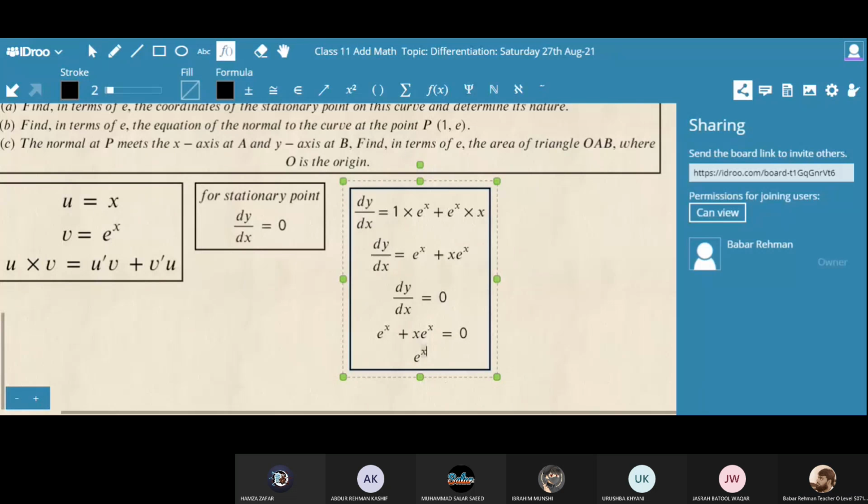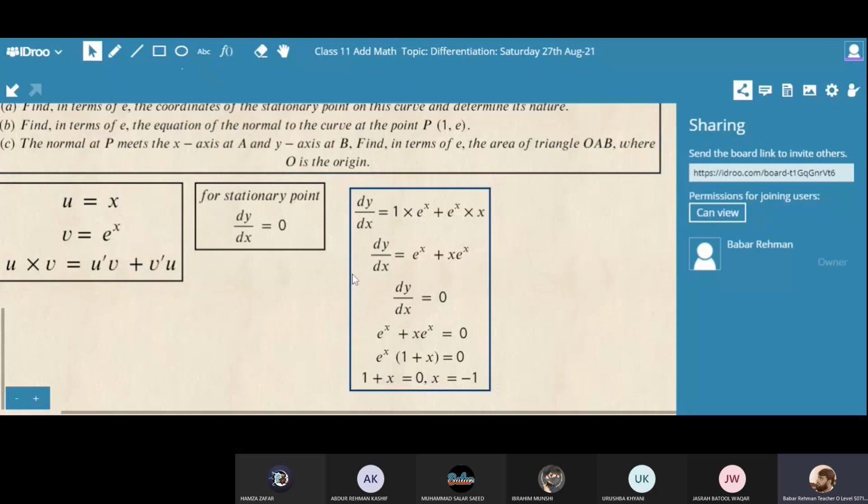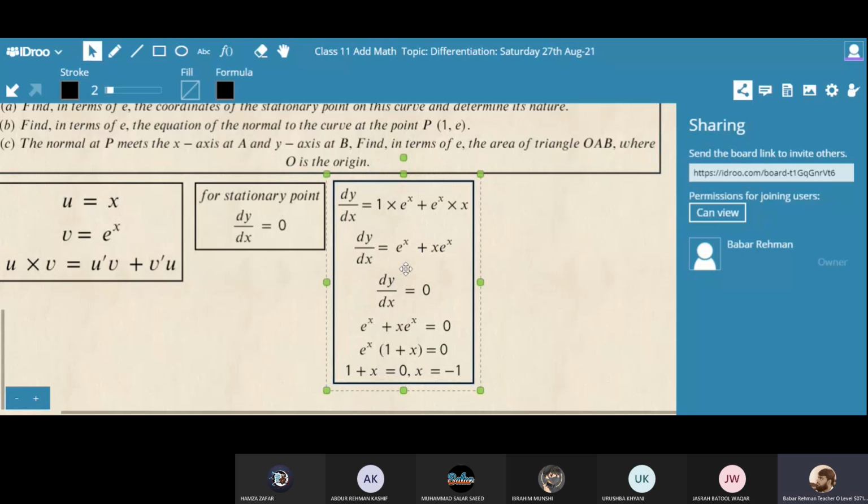We take e power x as common. So 1 plus x is equal to 0. Now over here e power x is equal to 0 and 1 plus x is equal to 0. So when I write 1 plus x is equal to 0, what will be the answer? What is the value of x? -1. Okay, now the value of x is -1.